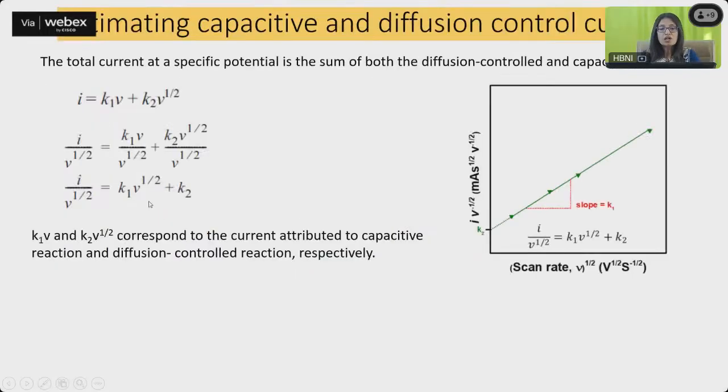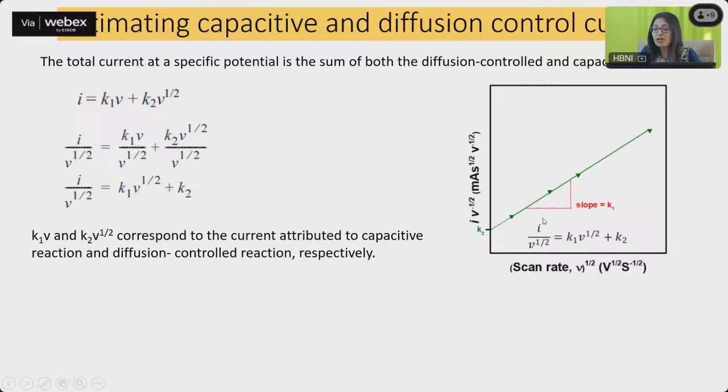So now the total current, how will we get it? The total current is I is equal to K1 nu plus K2 nu to the power half, because this is basically your capacitive current and the other is your diffusive current. And now from this slope value, you will make this particular plot over here. You can see this is the scan rate versus this I nu to the power minus half. So you are plotting this versus this.